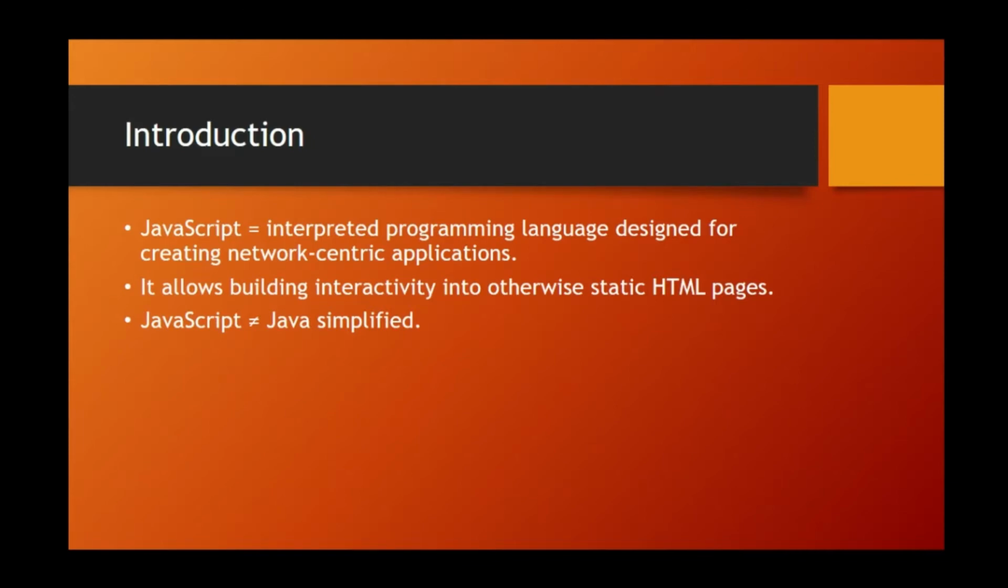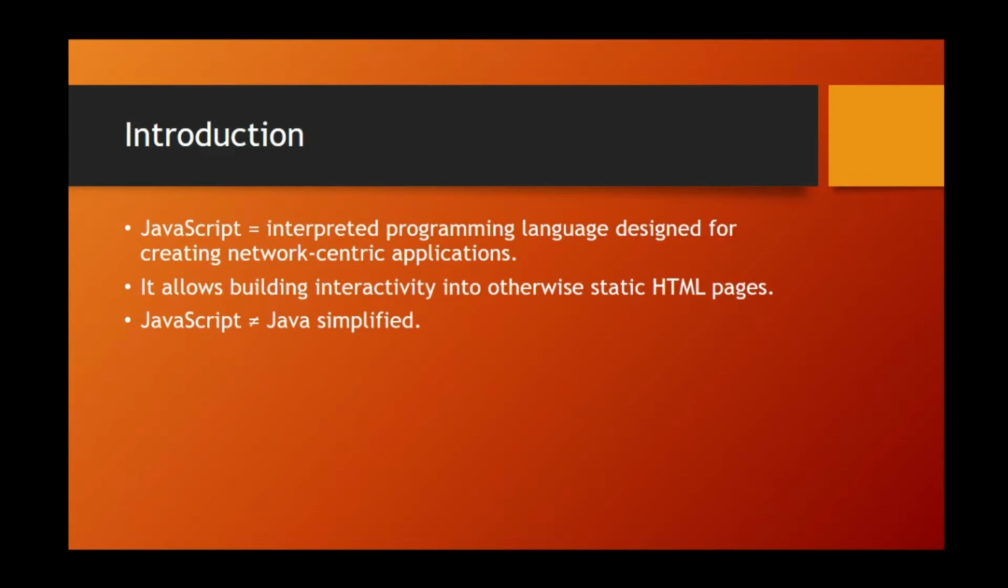C++, C language, Visual Basic? JavaScript, an interpreted programming language, only needs an interpreter, while the other programming languages need a compiler. So JavaScript is an interpreted programming language designed for creating network-centric applications. Okay, basically we use JavaScript or scripting languages to create network-centric applications, and there is no need for a compiler for this programming language.